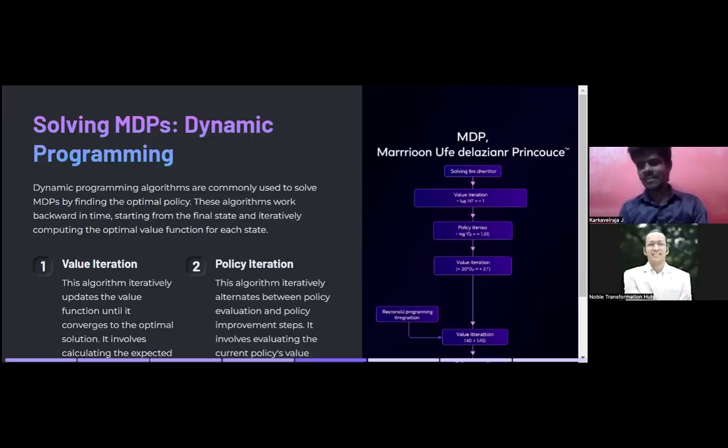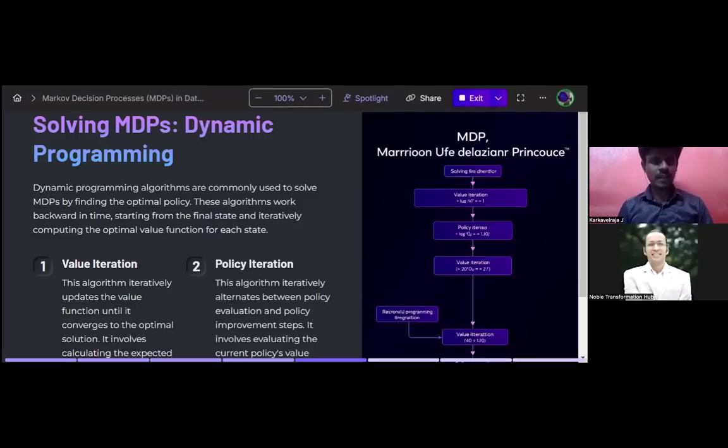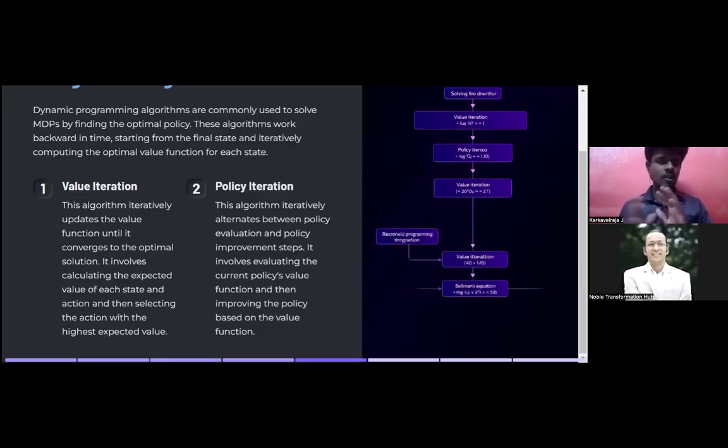So first we have solving MDPs, dynamic programming. Let's see what it is. Dynamic programming algorithms are commonly used to solve the Markov decision process by finding the optimal policies. This algorithm works backward in time, starting from the final state and iteratively computing the optimal value function for each stage. Let's see how it happens using only two things: value iteration and policy iteration.